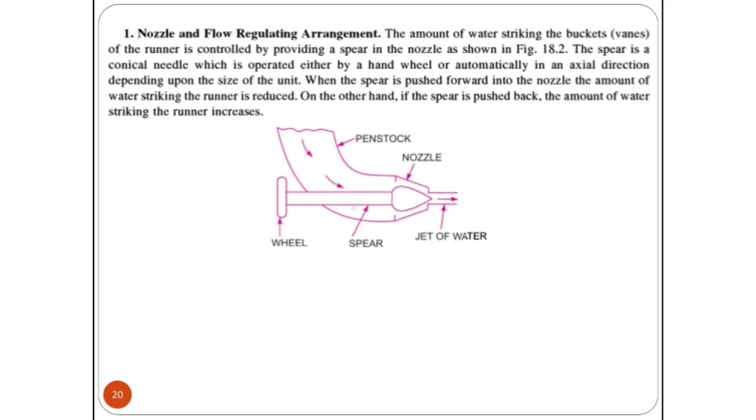So you can see here the spear arrangement is there. This is the nozzle. Here the water is coming through this penstock. The amount of water that is to strike the vane or runner is controlled by this spear arrangement. If you push the spear, that will reduce the amount of water. If you pull back the spear, the amount of water striking the runner will increase. So this is nothing but the nozzle and spear arrangement. We can control the amount of water required by using the spear, either manually or automatically.